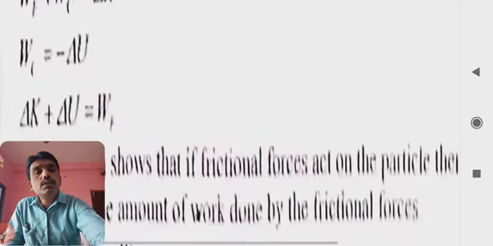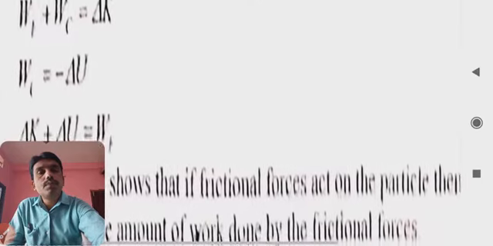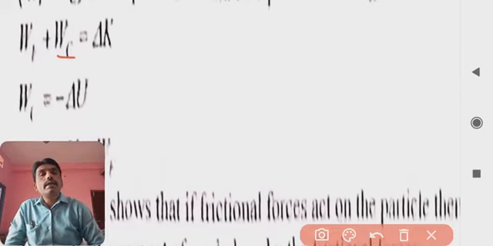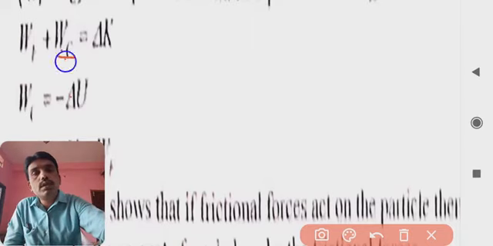Now if we replace it in this relationship, Wf plus Wc is equal to delta K, with Wc as minus of delta U, then the minus of delta U moves to the other side, and I can write Wf is equal to delta K plus delta U. Since the minus is there, when it goes to the other side it becomes plus. So in that case I can write delta K plus delta U is equal to Wf.